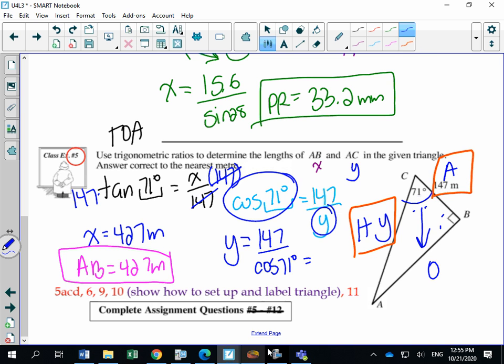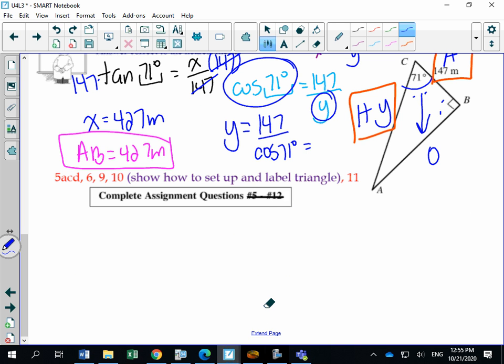Punch that into your calculators. And what letters do they want this to be called? AC is equal to, what are you getting? 452 is the right answer. What's my units? Meters.